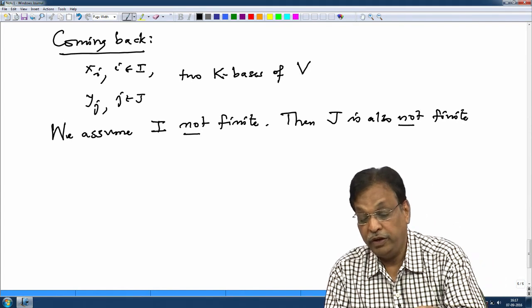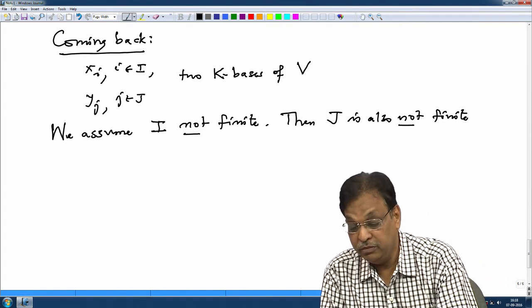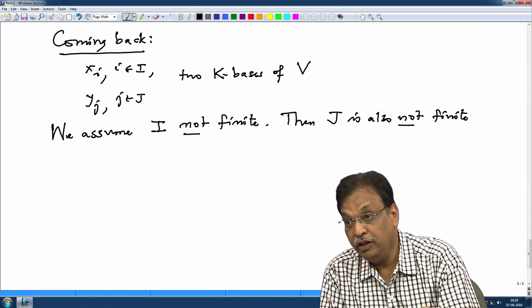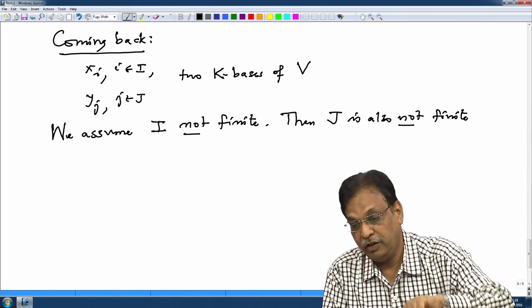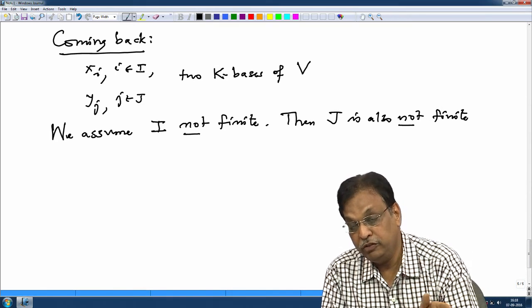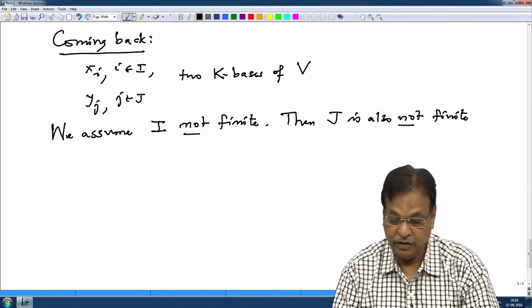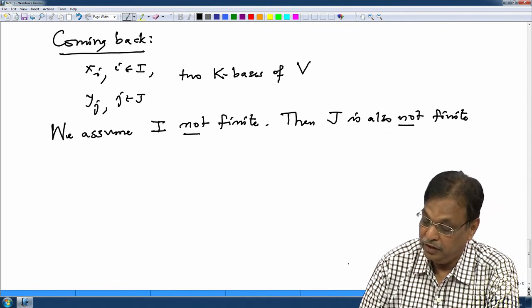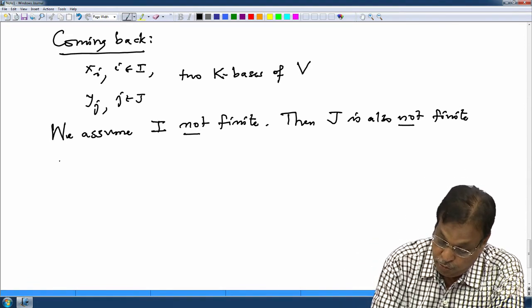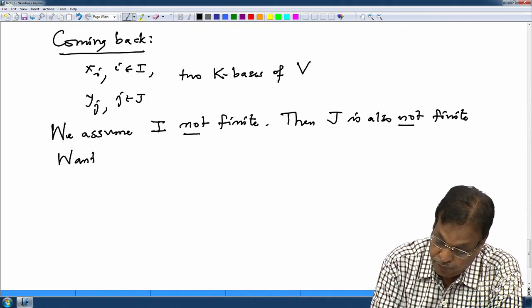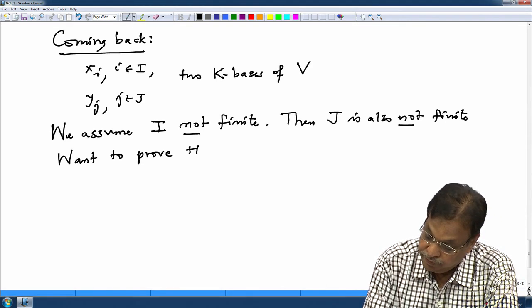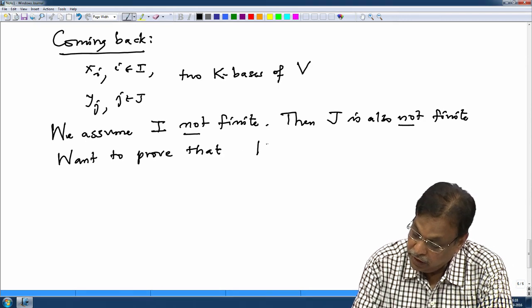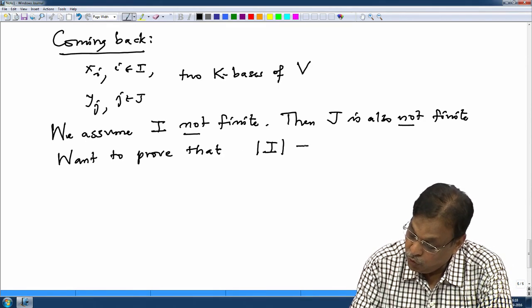Because if a vector space has a finite generating system, then it will have a finite basis, and if one basis is finite, then all bases are finite. So, if one basis is infinite, then all bases are infinite. So, both I and J are not finite sets, and we want to prove that cardinality I equals cardinality J.